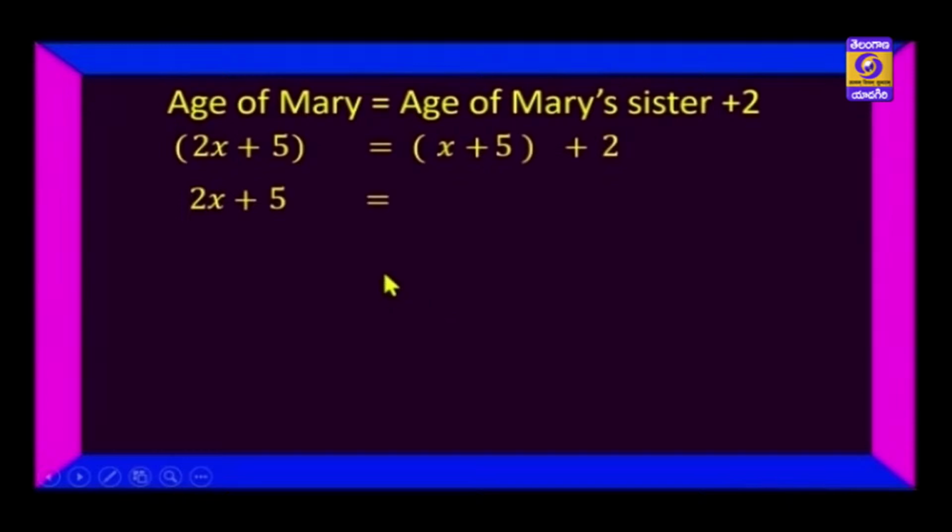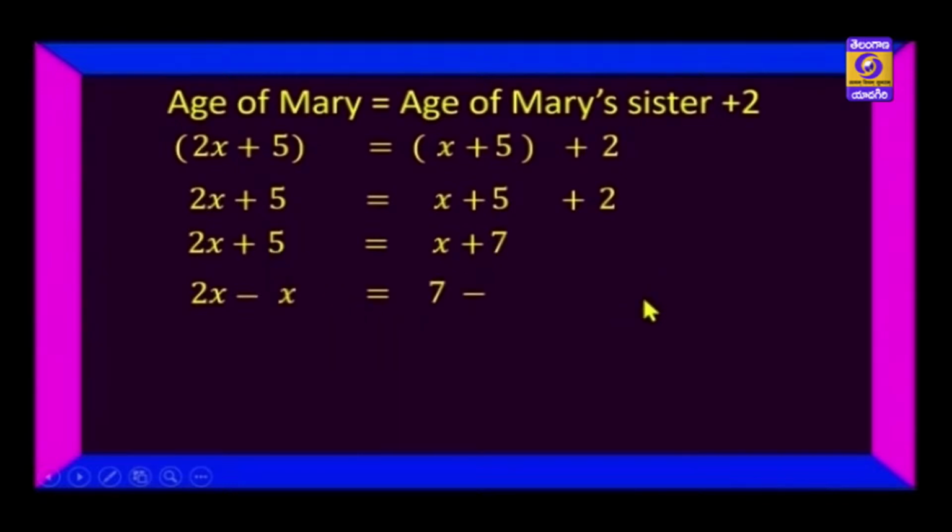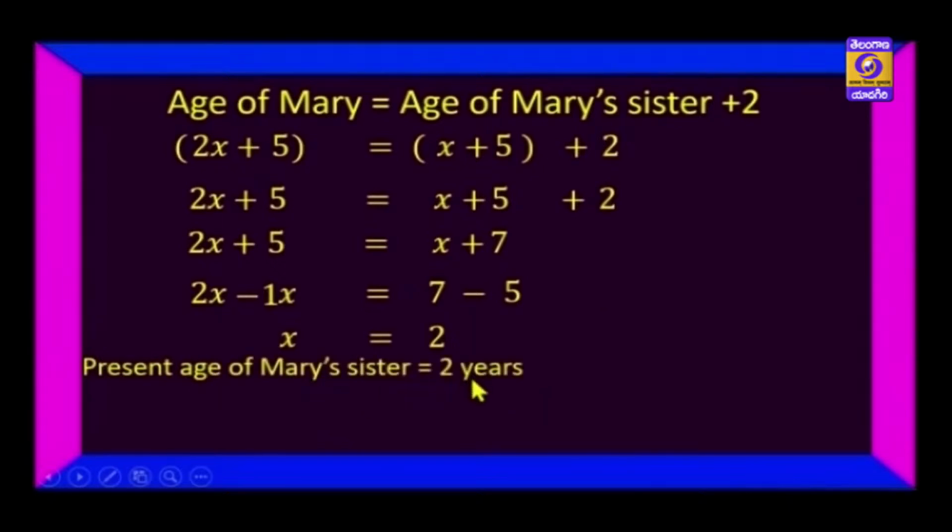Thus we can remove the brackets, and we can combine 5 plus 2 as 7, and thereafter we transpose the terms. We bring x to the left side, it will become minus x, and we send plus 5 to the right side, it will become 7 minus 5. Thus 2x minus x, x means 1x, we get 2x minus 1x as 1x, we can ignore 1, and 7 minus 5 as 2. Thus present age of Mary's sister we got as 2 years, and according to the question, Mary's age will be double to her sister, it will be 4 years.